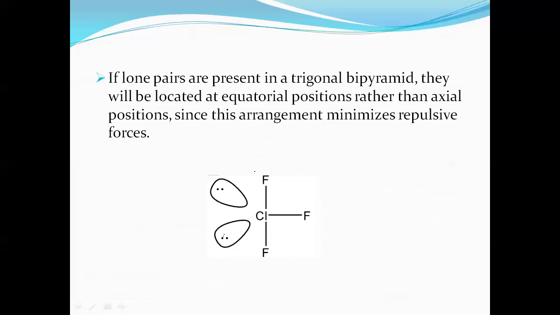So this is the structure for ClF3, where Cl is the central atom, that is the chlorine, with 2 lone pairs at 2 equatorial positions and 3 fluorine atoms, 1 at equatorial and 2 at axial positions here. So we can pass a common statement that if 2 lone pairs are present in a trigonal bipyramidal structure, they are placed at the equatorial positions in order to minimize the repulsion.